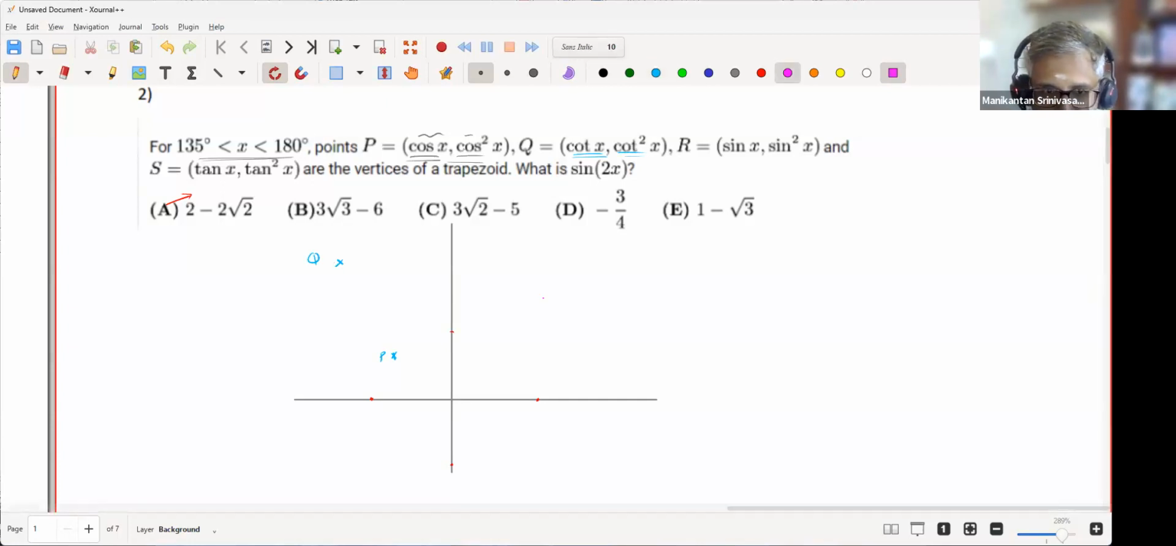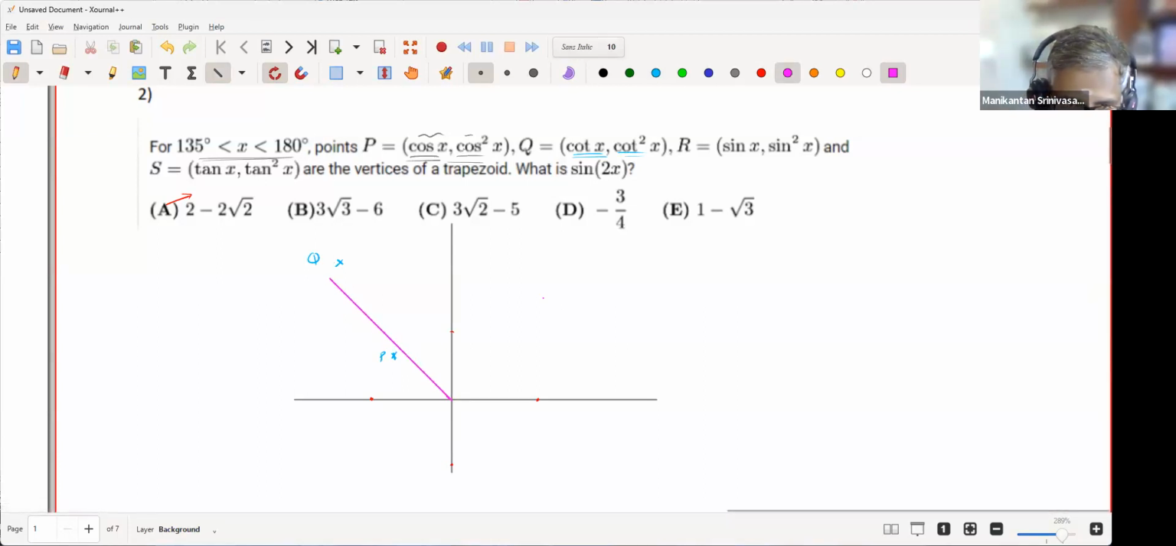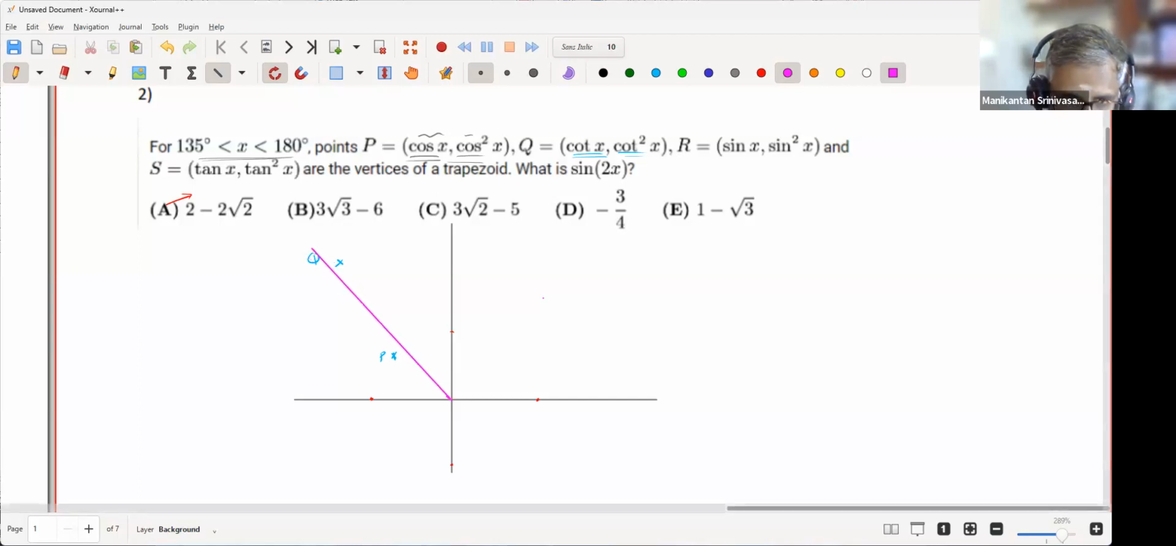So let me just draw the 45-degree line here, just for reference. It's not necessary. Let's say the 45-degree line is somewhere here. That's the 135-degree line. So P is here, Q is here, and then R, which is sin x, is going to be a positive number, and sin square x is also positive in the first quadrant, and smaller than cos x in magnitude, right? Because it's less than 45 degrees, as in the reverse is more than 135. So it's a shallower angle close to the x-axis. Therefore, sine is going to be numerically smaller than cos.